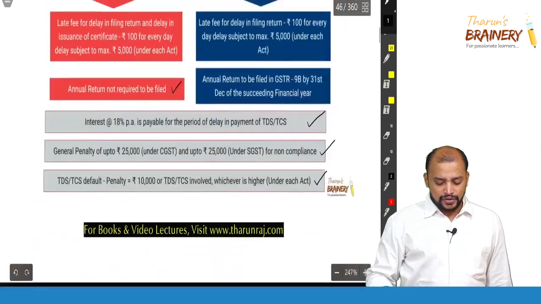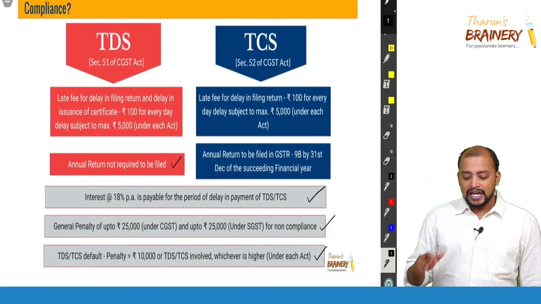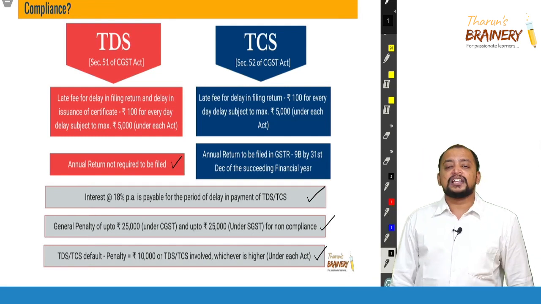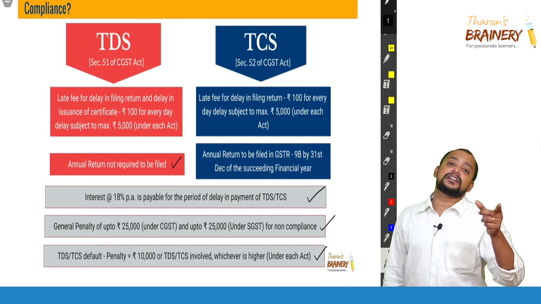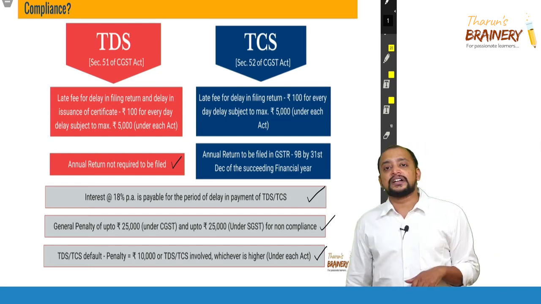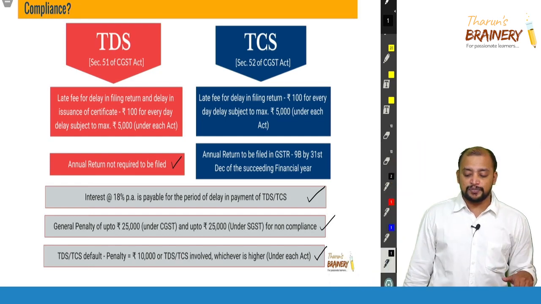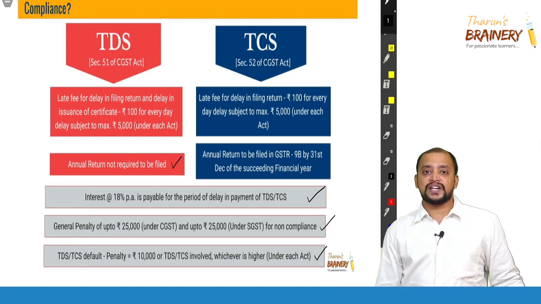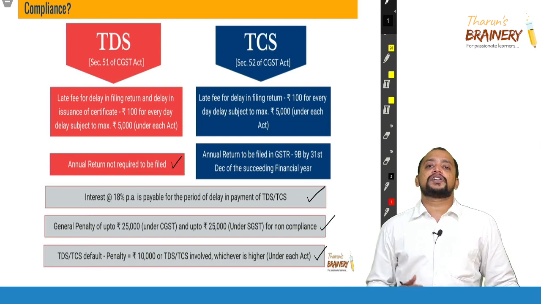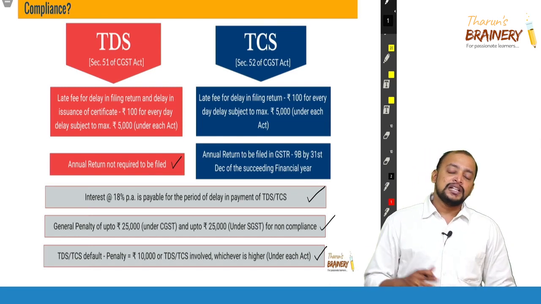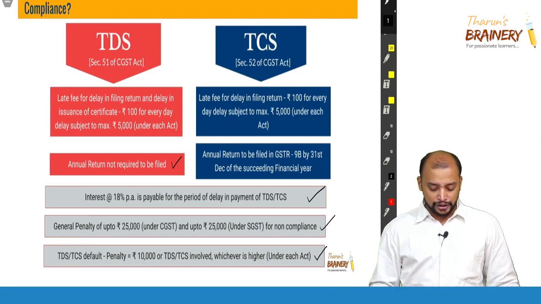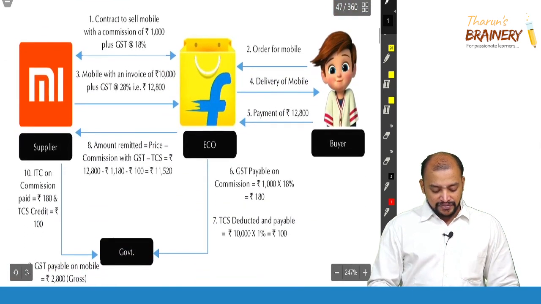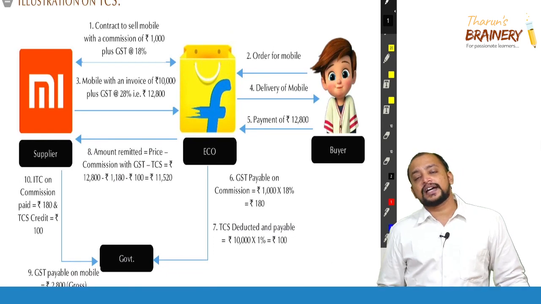And there is nothing like a certificate, and the late fee is the same, 100 rupees per day for every day of delay, and they are required to file an annual return. A TDS deductor is not required to file an annual return, but a TCS operator is required to file an annual return by GSTR 9B by 31st December of the succeeding financial year. And the rest of the points we have discussed for TDS will be applicable for TCS also. So with this we completed TCS, and I am just giving you one illustration to understand TCS.